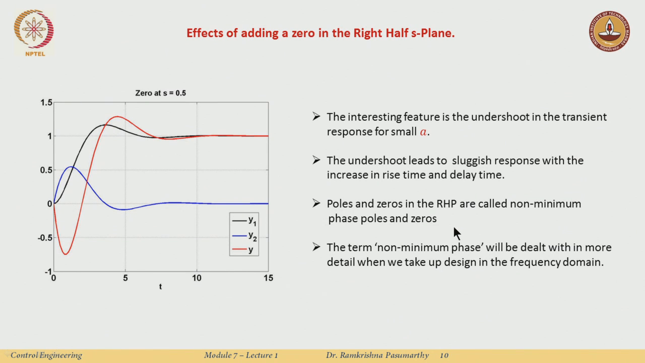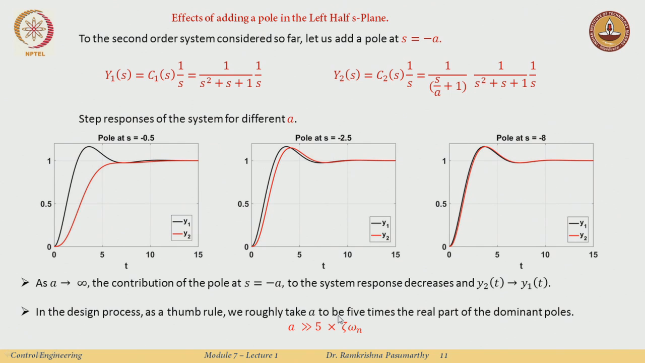Just remember that if I have a right half zero, I experience an undershoot, and this will always happen, and I will show you a little proof for that a little later. Okay, so here we will see the effect of adding a pole to a standard step response of a second order system. The standard response is this one over s squared plus s plus 1 times 1 over s. Now, I add a pole at different locations a.